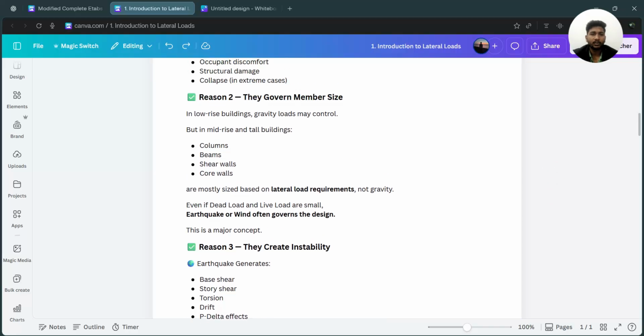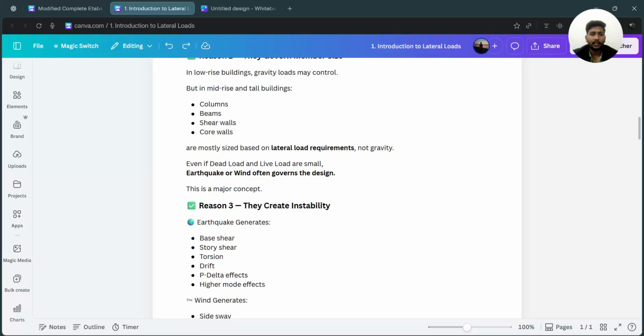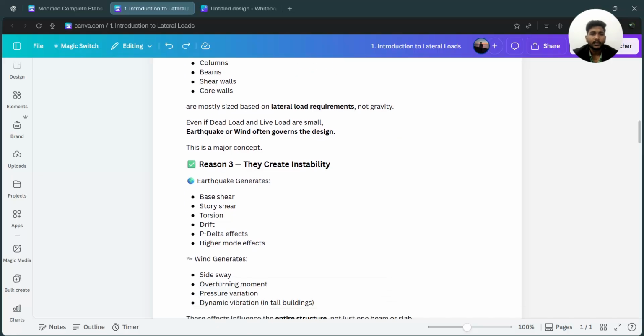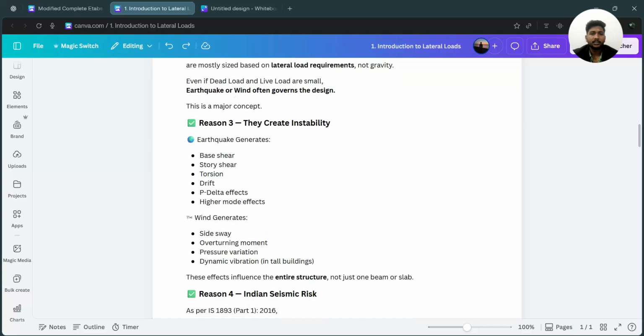Okay, based on the lateral load requirements. Even if the dead load and the live load are small, earthquake or wind often governs the design. This is the major concept. Then reason 3, that they create instability. Earthquake generates the base shear.